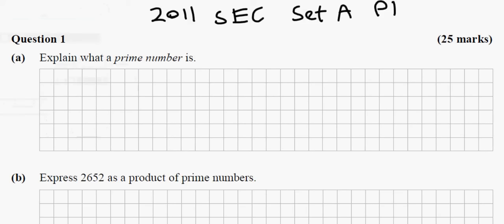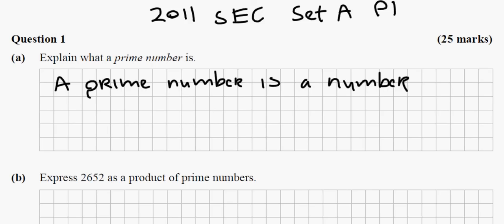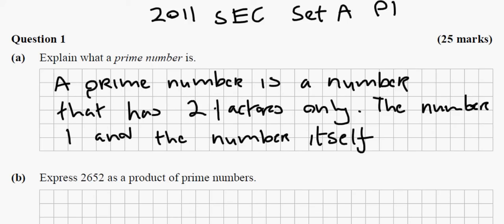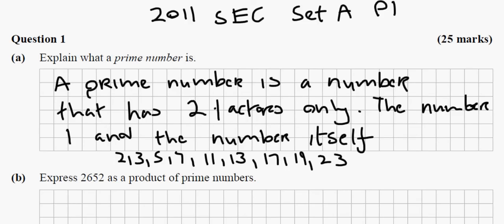First of all, a prime number is a number that has two factors only, the number 1 and the number itself. Okay, so example of prime numbers, number 1 isn't actually included. Examples of prime numbers are 2, 3, 5, 7, 11, 13, 17, 19, 23, and it just keeps continuing forever.